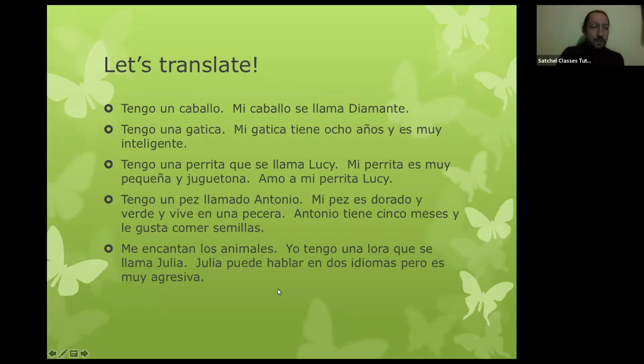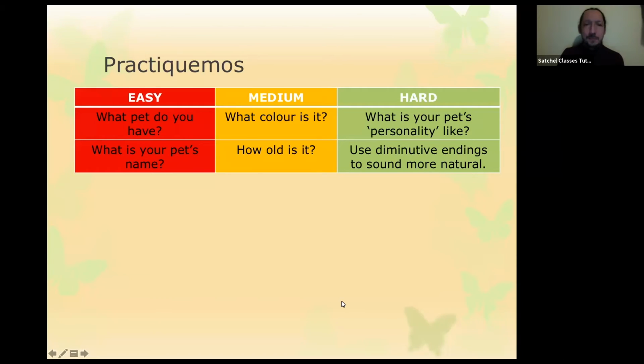Now, what if we try and write our sentences? Well, let's practice. I've created this very simple chart that goes from easy, medium to hard. If you are going to make it easy, just say what pets you have and what's your pet's name. Do you want to improve it? Well, say what color your pet is and how old is your pet. And finally, what is your pet's personality like?